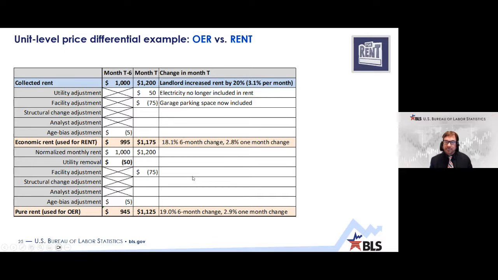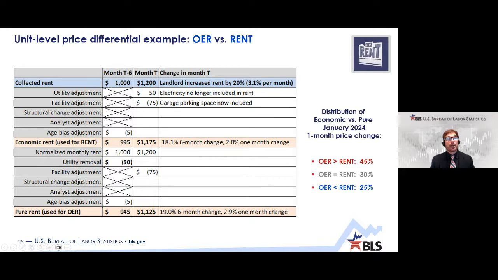Now let's look at that same information and how we adjust it for OER. Same collected rent, but here conceptually, we decided that for owner's equivalent rent, we want to remove utilities from the measure. Remember the question we asked in CE: what would your house rent for unfurnished and without utilities? So any contract rent that includes utility, electricity, natural gas, we have to estimate that component value and remove it from the contract price. So that $50 utility is removed for owner's equivalent rent. All the other adjustments are the same, and we arrive at different prices for OER. Here, 19% 6-month change, 2.9 1-month.